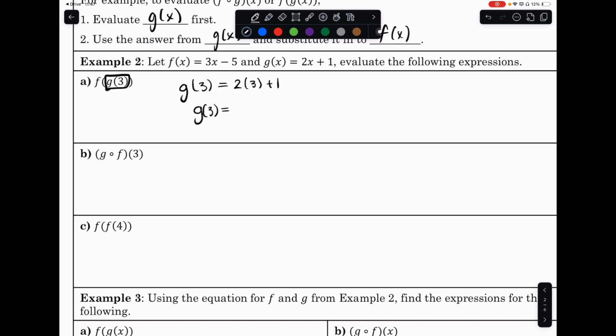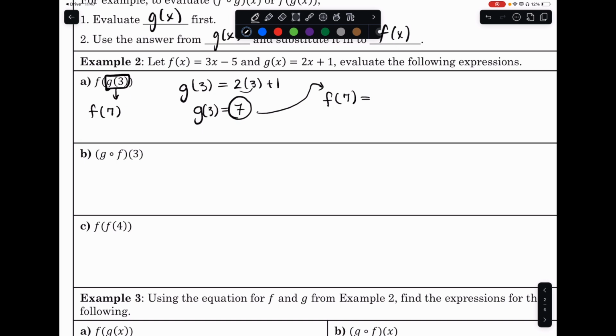So g of 3 is going to end up equaling, this is 6, and 6 plus 1 is 7. So g of 3 is equal to 7. Now that we know that g of 3 is equal to 7, we're going to evaluate f at that value 7. So we're going to take this answer of 7 and plug it into the function of f and figure out what the y value is when x is equal to 7.